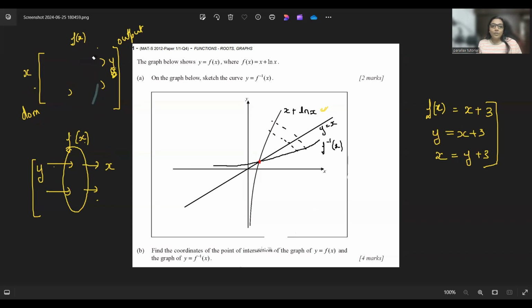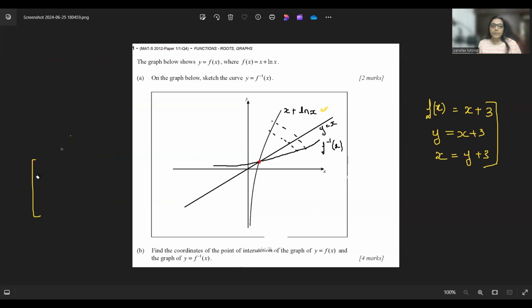Okay, let's move on to the next part then. So this is the answer for the first part, which is the 2 marker. Now look at the second part. Find the coordinates of the point of intersection of the graph of y is equal to f of x and the graph y is equal to f inverse of x. So where will these two graphs intersect each other? How do you find that?